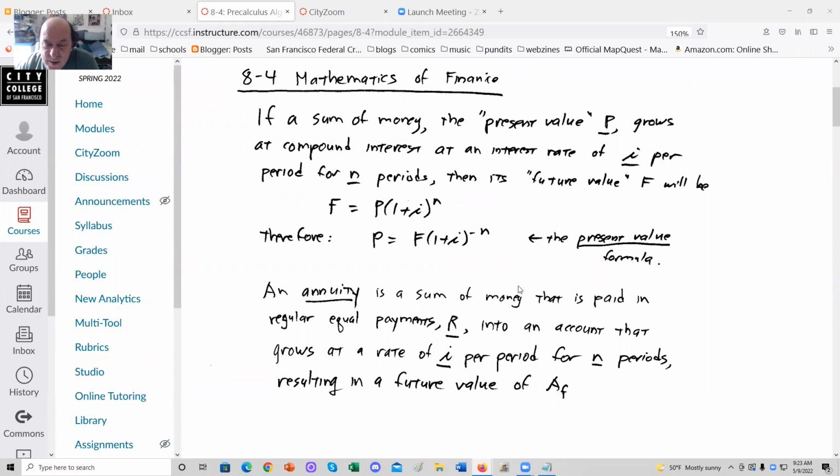Now, here's a concept you might find useful someday: an annuity. An annuity is a sum of money where you pay regular, equal payments R into an account. It grows at a rate of I per period for n periods, resulting in a future value of A sub future. The idea is that here's a bank account and you're putting money into it and that makes it grow. But in addition, it's growing by compound interest and that makes it grow even faster. So you have both compound interest and your own savings adding up to a future value. And what is that future value?